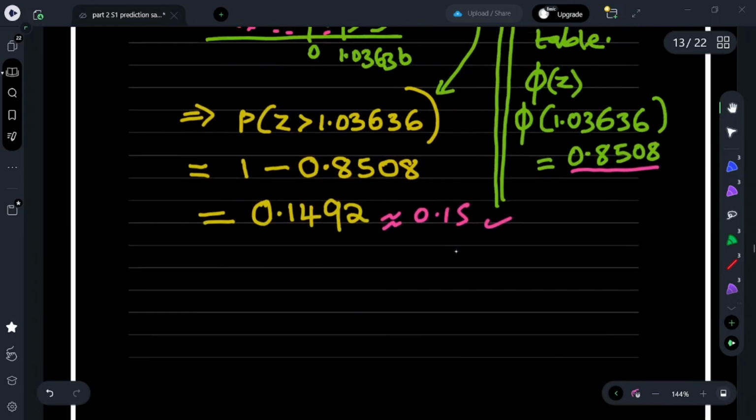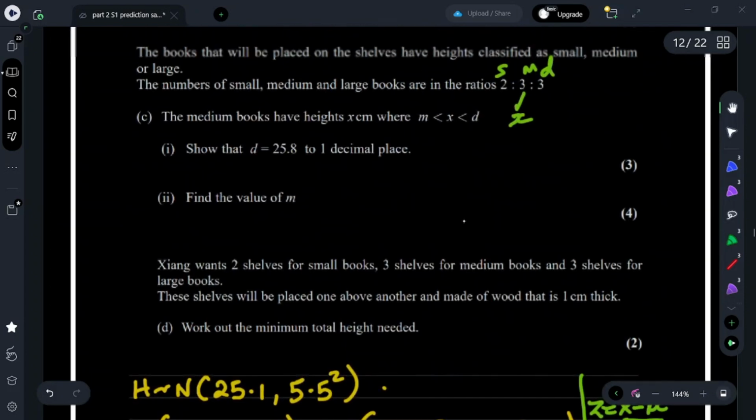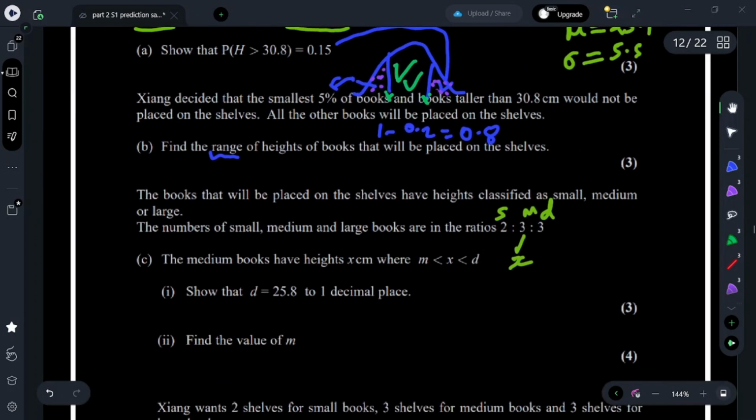Okay, so we move to the other part of the question very fast. The books that will be placed on the shelves have height classified as small, medium, or large. The number of small, medium, or large books are in the ratio of 2:3:3.